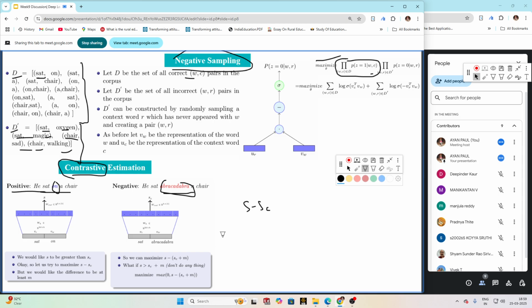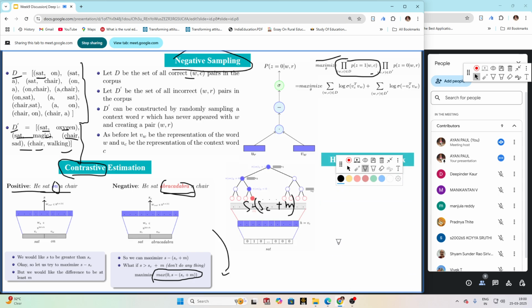Now the question is how much greater S should be than SC, meaning what the difference should be. For that we introduce a term called M, and we say that S should be greater than SC by some margin M. So our loss function will be the maximum of 0 or S minus SC plus M. That will be the loss function. Previously our loss function was so large, and now we are decreasing it to this. This is known as contrastive estimation.